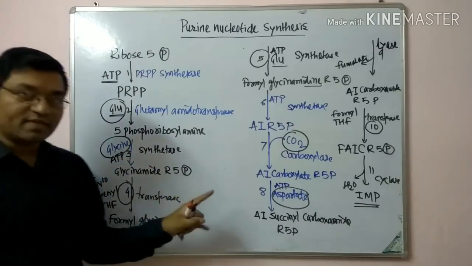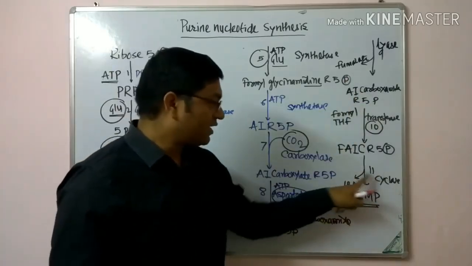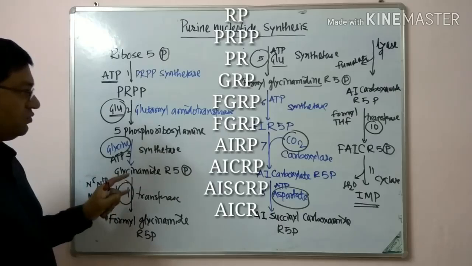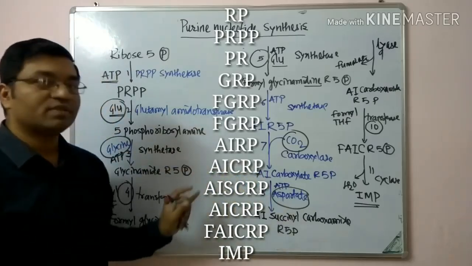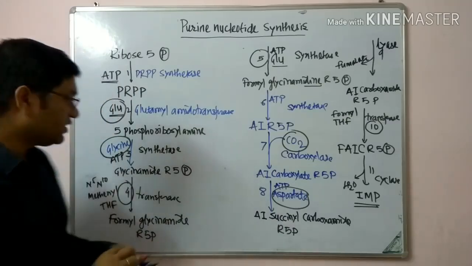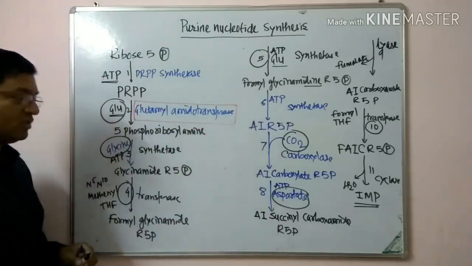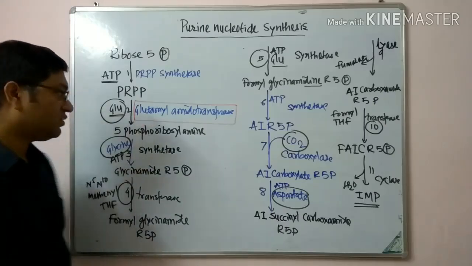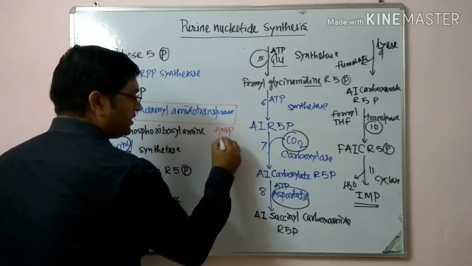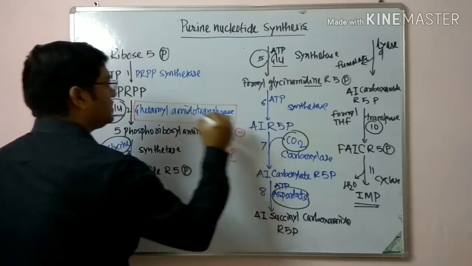So there are a total of 11 steps. Nothing is added in the 9th and 11th step. So there is liberation of fumarate and water molecule. So this is, in short, how you can remember the IMP synthesis. Now from IMP, first we will discuss the regulation. So this is the regulatory step, the committed step of this pathway, and it is under feedback inhibition by AMP, GMP, IMP. It is inhibited by these.